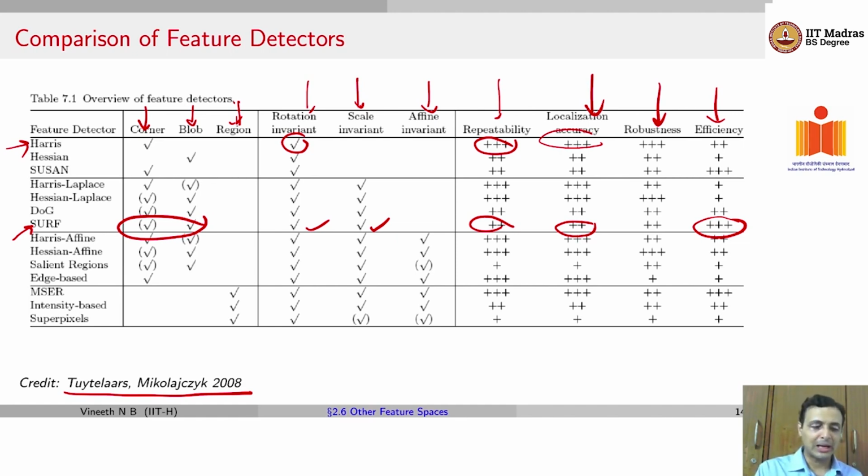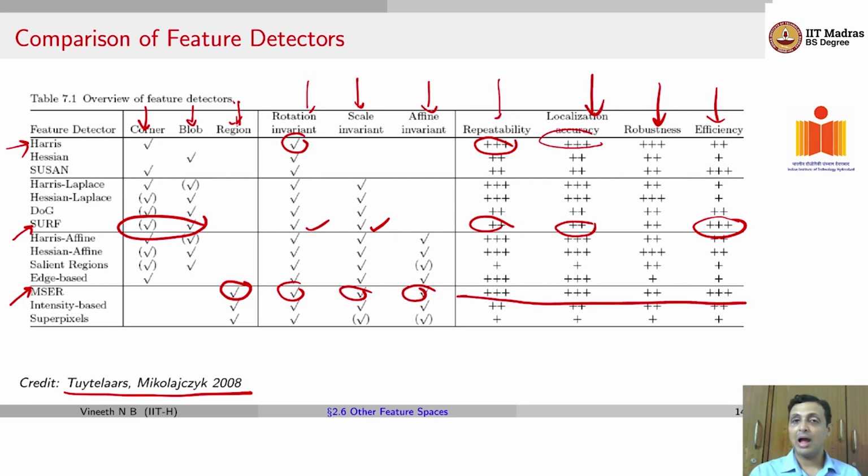You can similarly look at, say, MSER, which is the one that we just saw a few slides ago, is a region detector, which is reasonably rotation invariant, scale invariant, and affine invariant. And it's also repeatable, accurate in terms of localization, robustness, and efficiency. For more details of other feature detectors, please look at this in the references, and you can look at the paper to get a more detailed survey of other feature extractors.